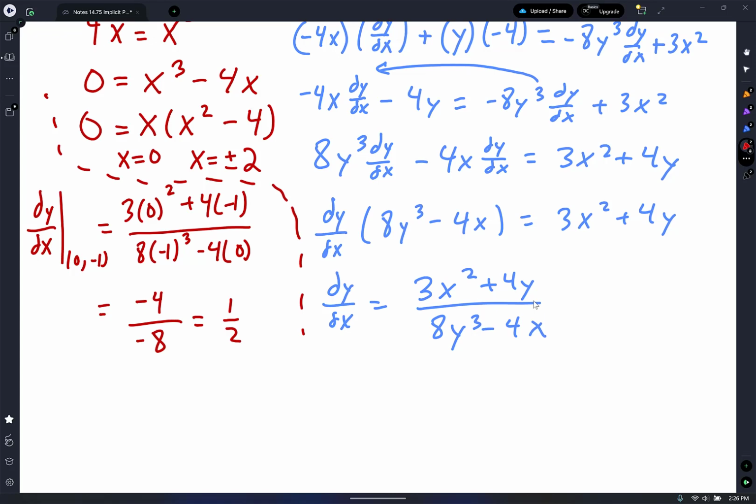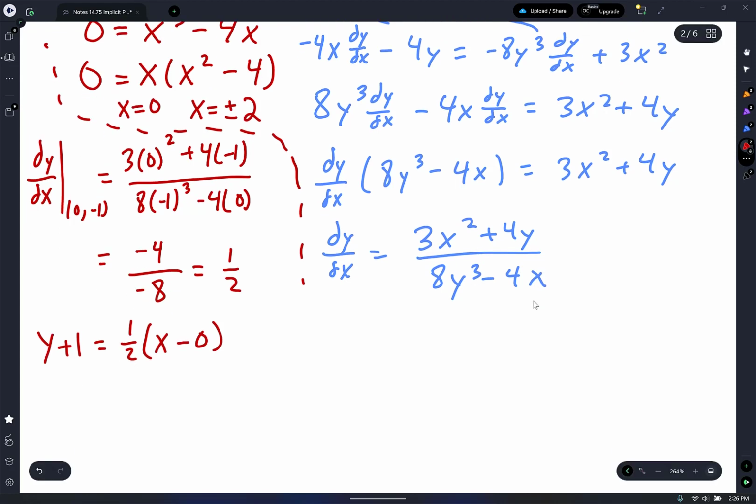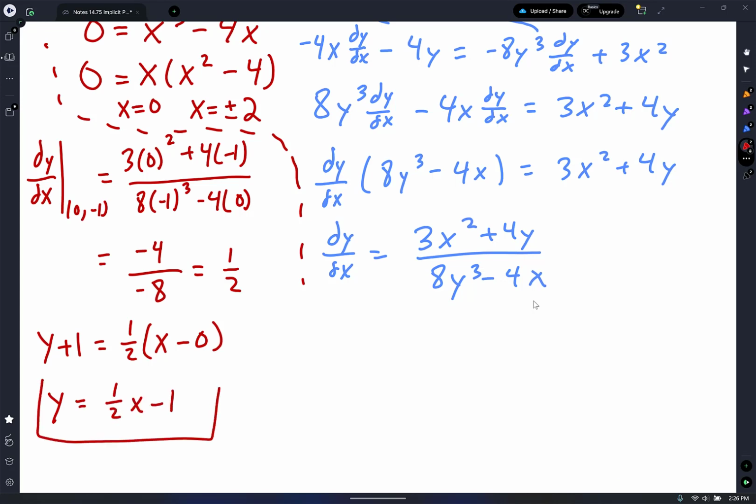My tangent for that one is y plus 1, y minus negative 1, equals 1/2. And if you want, you can put x minus 0, but you really don't need it. X minus 0, well, I said I don't need it, and I wrote it. I wrote it because of habit there. I'm going to move the 1 to the other side. You don't have to. y equals 1/2 x minus 1. There it is. There's my tangent. Tangent at, what was my point? (0, negative 1). So there's one answer.